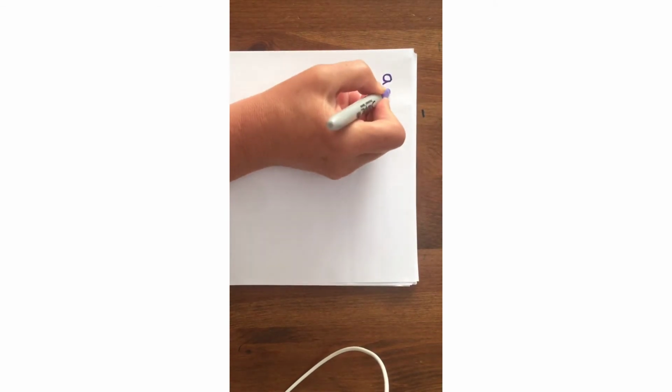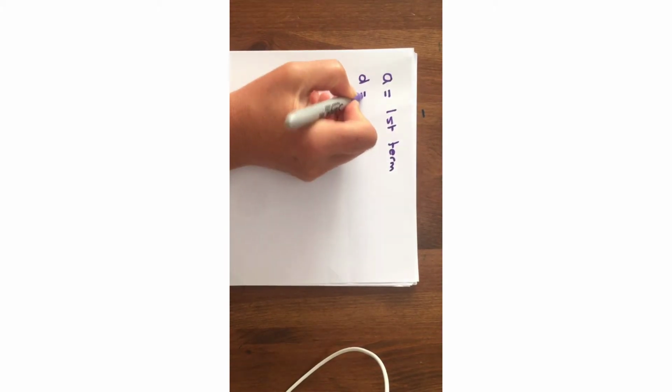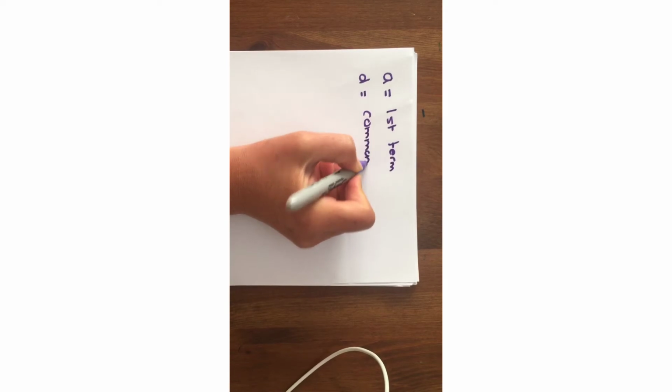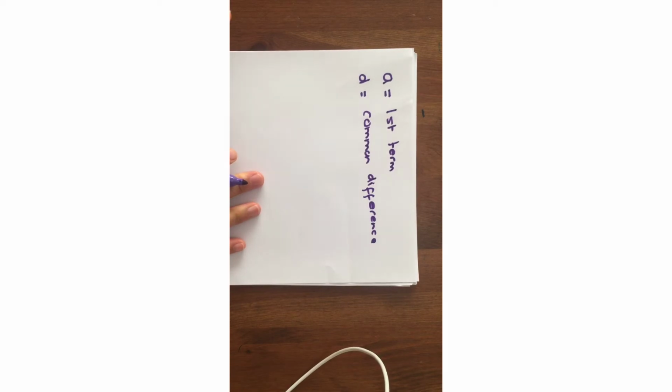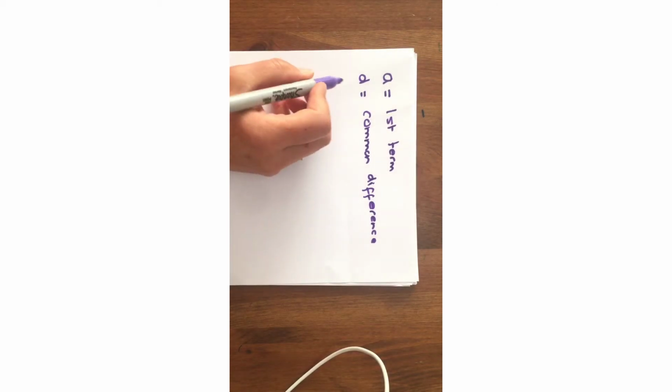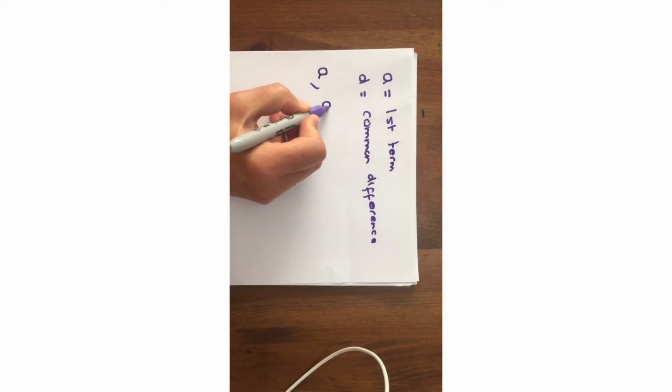Okay, if we call a the first term and d the common difference. Now, in maths, we always use a for the first term and d for the common difference. So if we look at our sequence, a is the first term and the next term will be a plus whatever the difference was. For example, say I had this as my sequence: 1, 4, 7, 10, 13, 16.